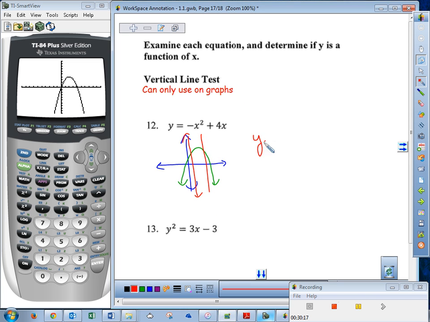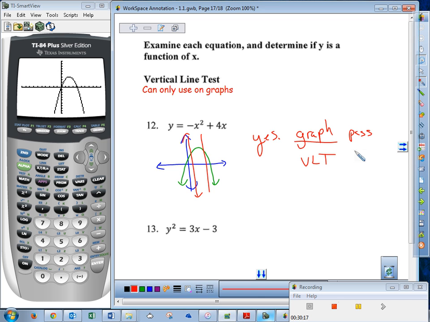So, yes. Why? Graph, that's the most important word. Not it passes, the graph passes the VLT. What's VLT stand for? Vertical line test, right? The graph passes the vertical line test.